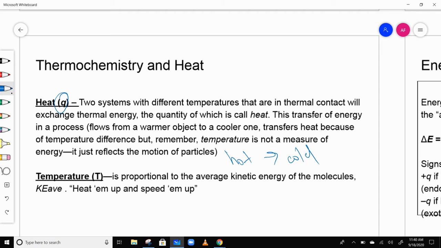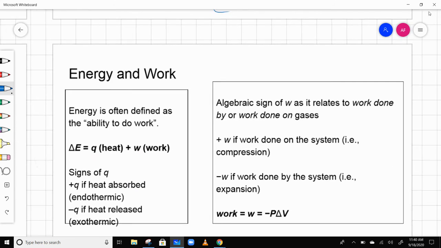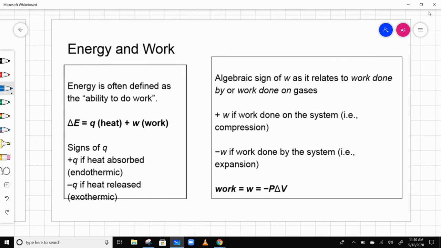Okay, remember temperature is not a measure of energy. It just reflects the motion of the particles, so the average kinetic energy of the particles. Remember, temperature is proportional to the average kinetic energy of the molecules. Often you hear the phrase, heat them up, you speed them up.